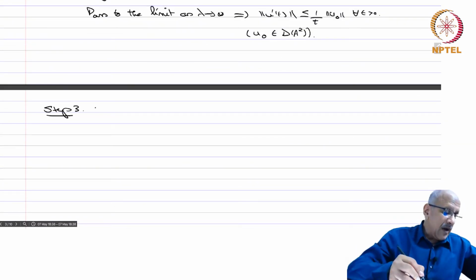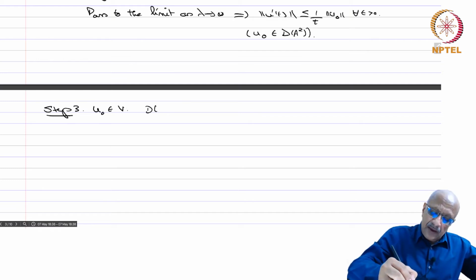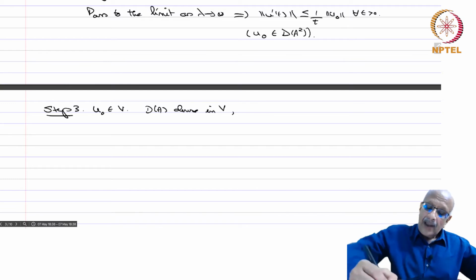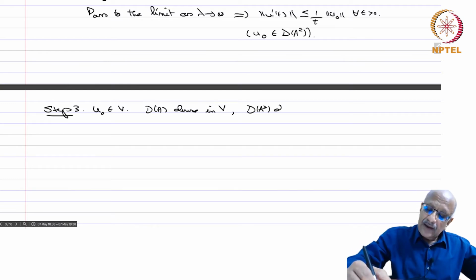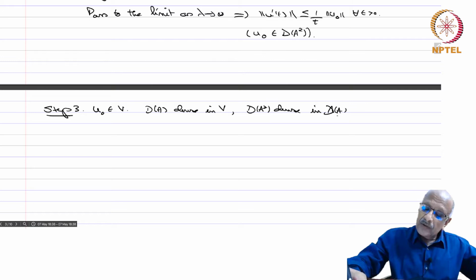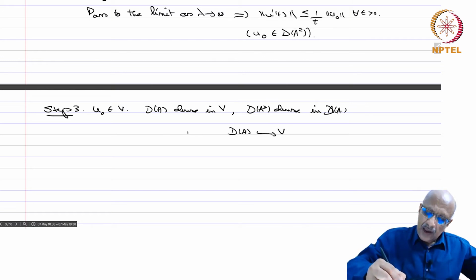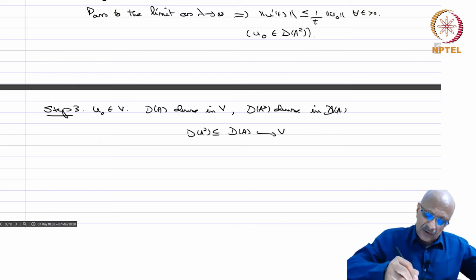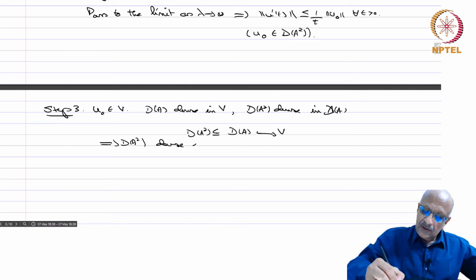Okay, so we have u0 in V. Then D(A) is dense in V, and D(A²) is dense in D(A). This also we saw. Now, D(A) has the graph norm, therefore it is continuously included in V, and D(A²) is dense here. Therefore, by the continuity of this, this implies that D(A²) is dense in V as well.